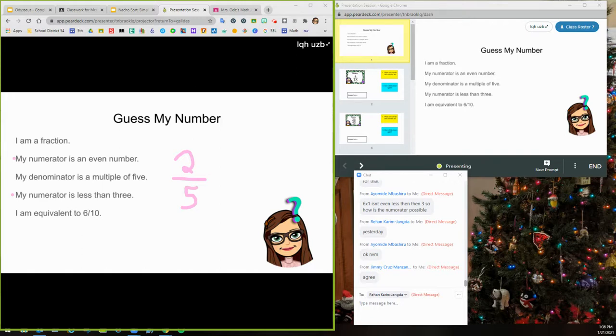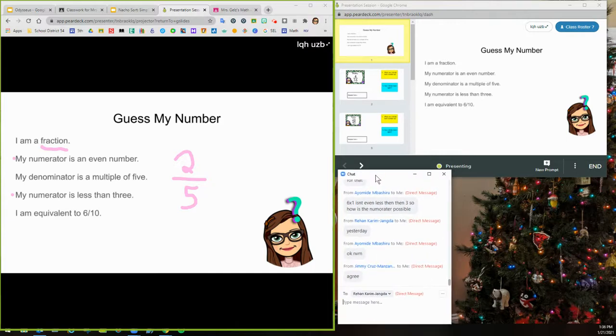Oh, I'm a fraction, so it's definitely a fraction already. The numerator is an even number. My denominator is a multiple of 5. If we do 1 times 5, so it's 5. Then my numerator is less than 3. The 2 is less than 3, and I'm equivalent to 6/10. So if we divide the top by 3 and we divide the bottom by 2, then we get 2/5.